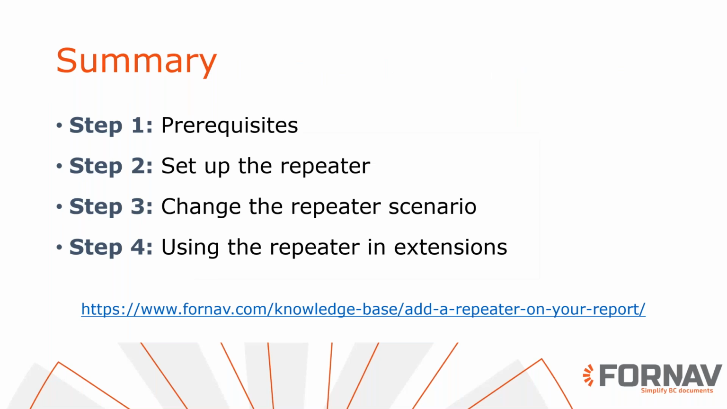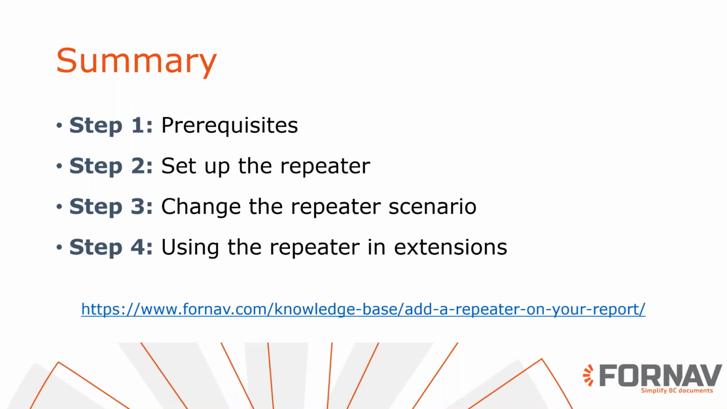Let's recap what we have just done. We found that we could create repeaters in two different ways, by adding an integer table and by adding the FORNAV repeater temporary table. And the integer table, by the way, can be added only in AL code because it requires some code to calculate the repeats. That's why, of course, the FORNAV repeater temporary table is a much easier option because you can just add it in the report layout and no coding required.